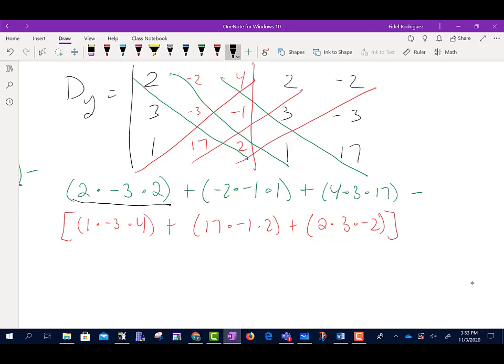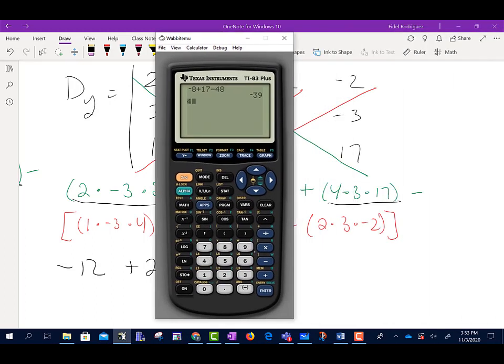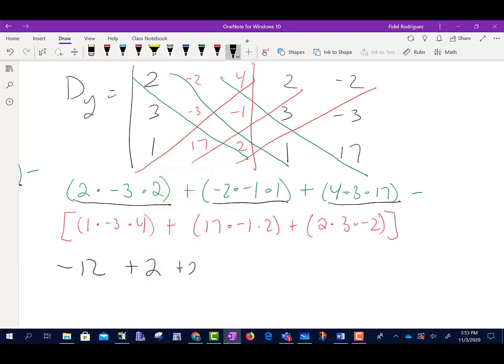Okay, so let's start crunching the numbers now. 2 times -3 times 2 is a -12. Okay. This here is a +2. Oh, I got to get my calculator for this one. It's 4 times 3 times 17. Something pretty big. 204. Right? Plus 204. Minus, let's see. This is a -12. This is going to be negative also, 34. And this is also going to be -12 also.